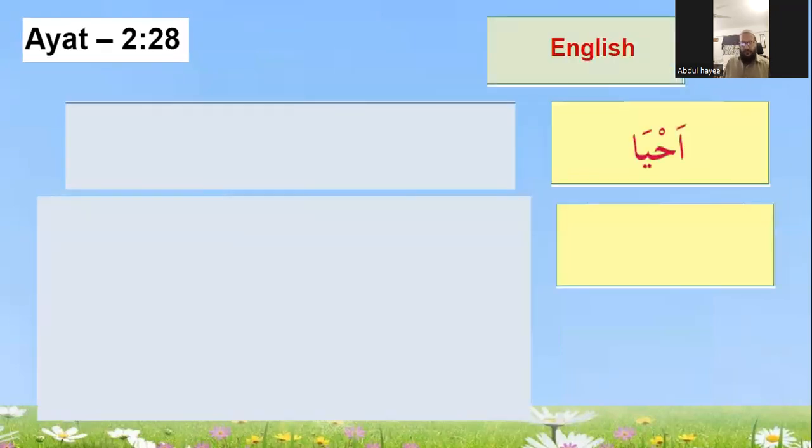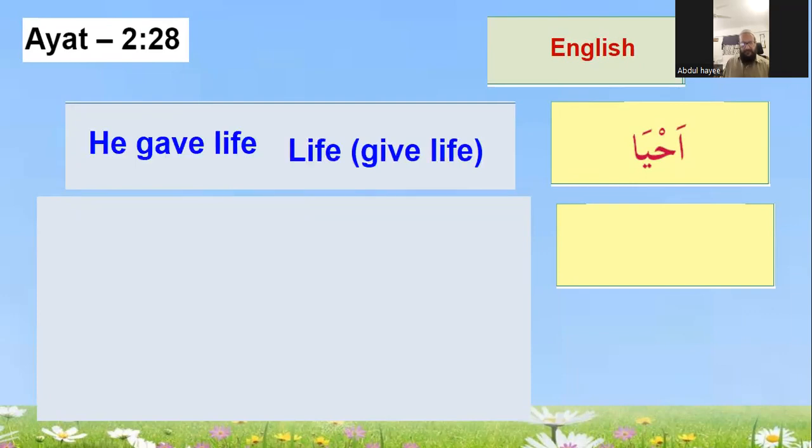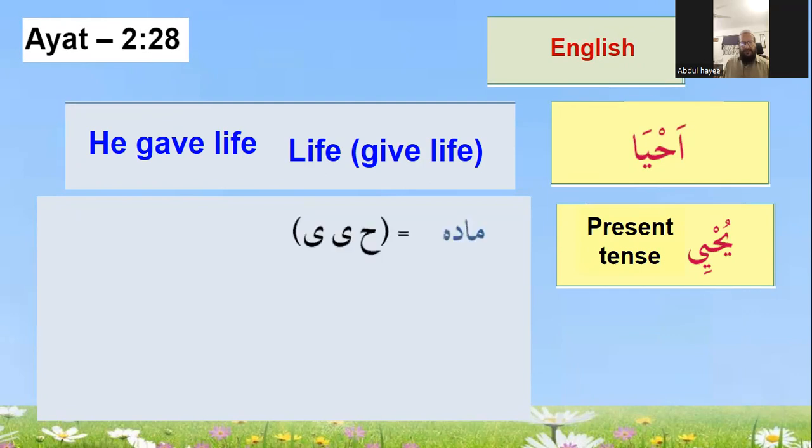Let's have the new words. Ahya. Ahya means life, meaning give life. Ahya, he gave life. Ahya means he gave. Yuhyi is present tense because ya is the alamat mudare.